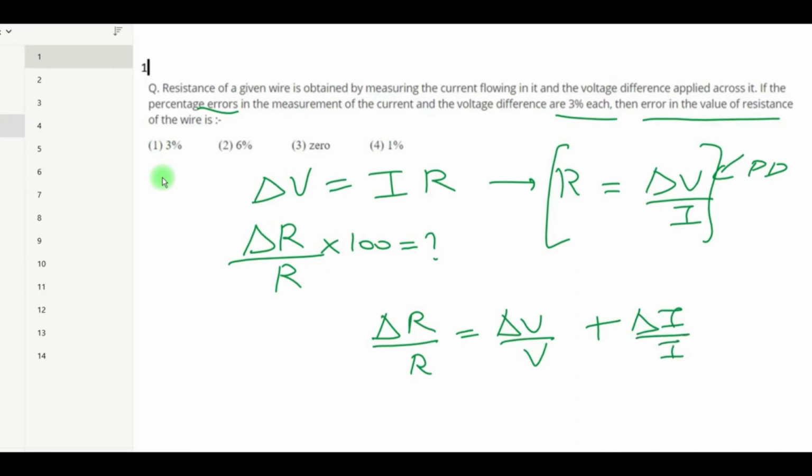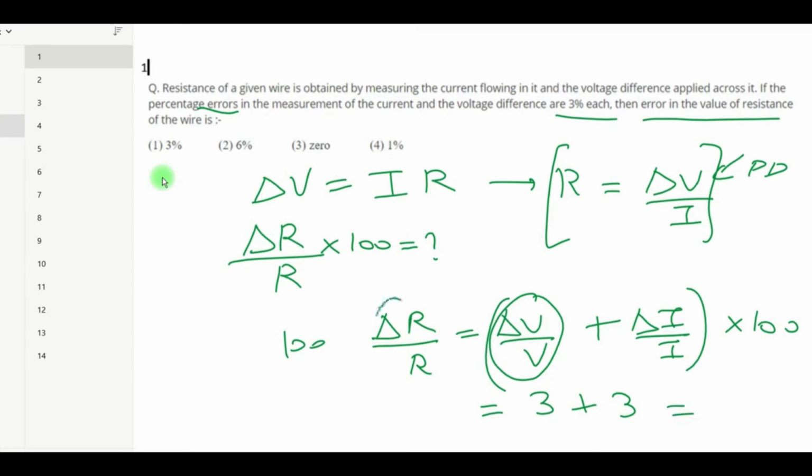Now if I multiply the whole thing by 100, we will get the percentage errors. So delta V by V multiplied by 100 is nothing but 3%. Similarly, the percentage error in the current is also 3%. So overall the total error in the resistance in percentage terms is 6%, which means the answer is option number 2. Now Ayush, in your worksheet I can see that you have marked option number 4. So just cross check what mistake you have made. The answer to this question is option number 2, 6%.